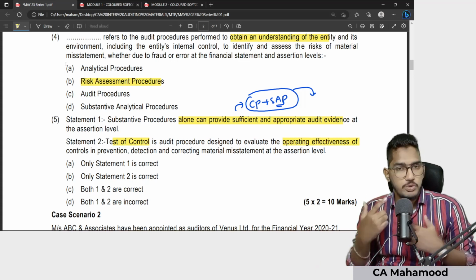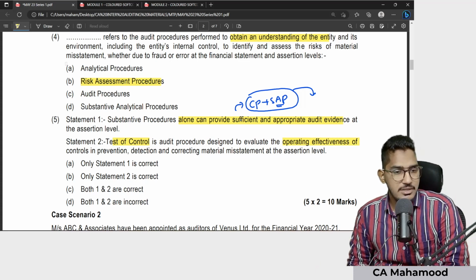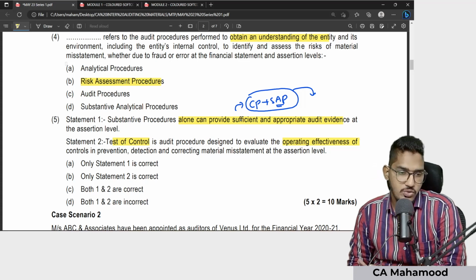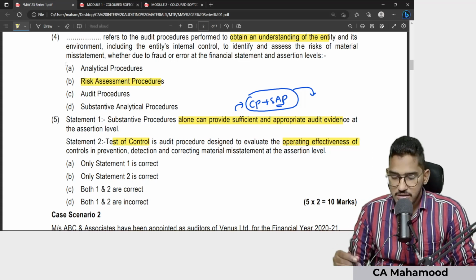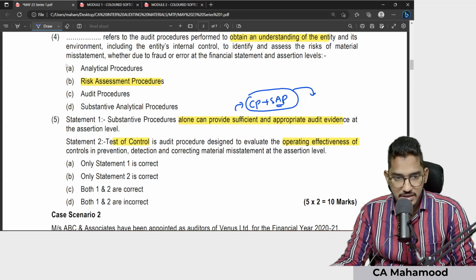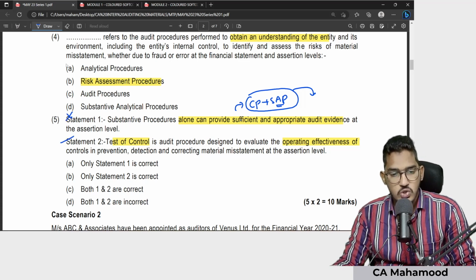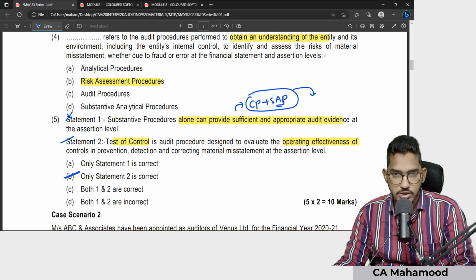To know that, whatever procedures we perform, we call them compliance procedures, and the other name for that is test of controls. So here the correct answer is: statement 1 is incorrect, statement 2 is correct. So only statement 2 is correct. This will be the correct option. Option B will be the correct option.